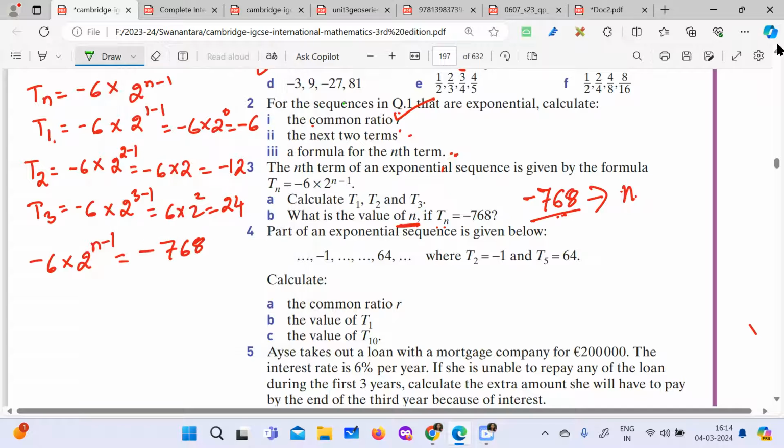It's clear. Okay. Now we will do 2 to the power of n minus 1 equals minus 768 over minus 6. Then we cancel the signs, and 2 to the power of n minus 1 will give you 6 twos are 12, and 6 eights are 48. Until here it is clear?